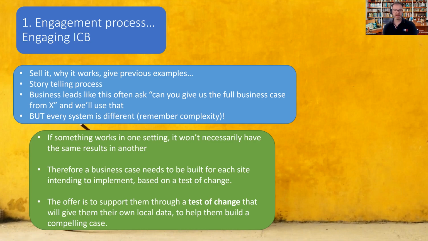And that means if something works in one setting, it won't necessarily have the same results in another. So we didn't say to them, yes, here's the business case, here's the examples from before. We said, no, for this intervention to work, we need you to build your own business case. And we'll show you a way to do that. You do it through a test of change, build up your own evidence. So we offered to support them through a test of change that would give them their own local data to help them build a compelling case why they should implement this. So that's a key difference.